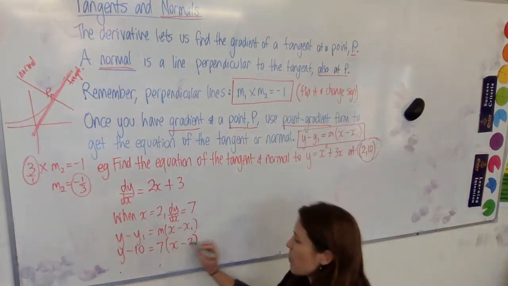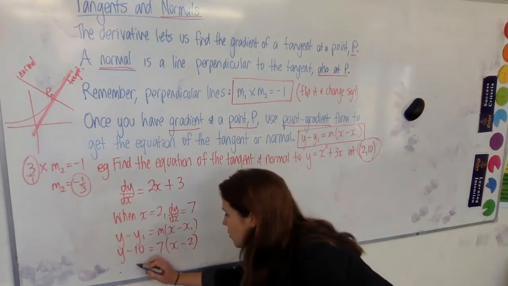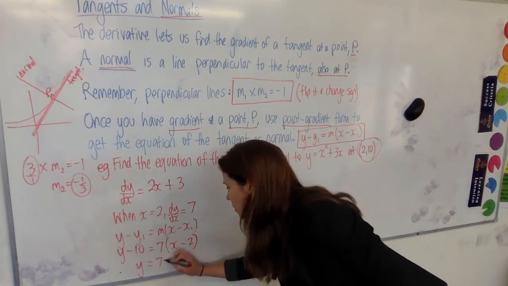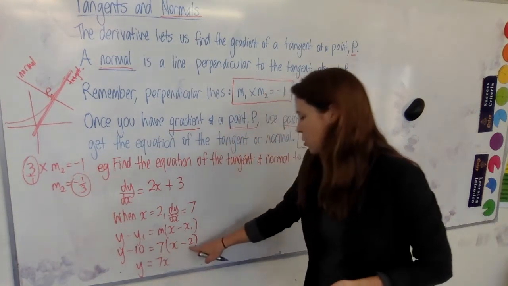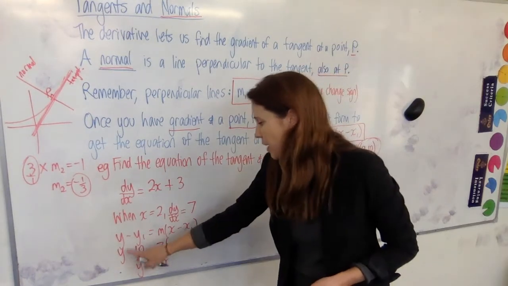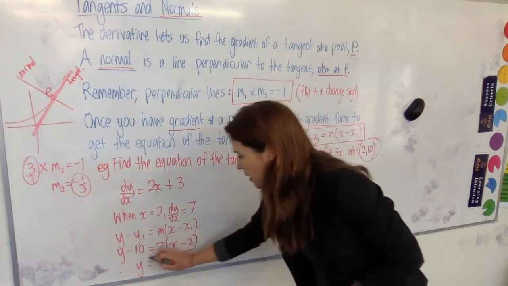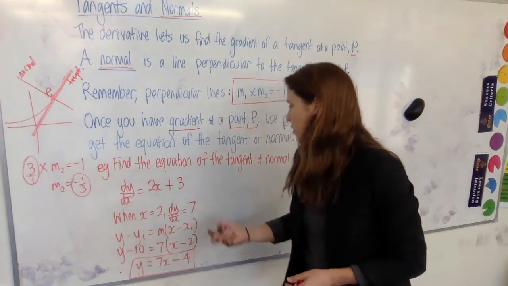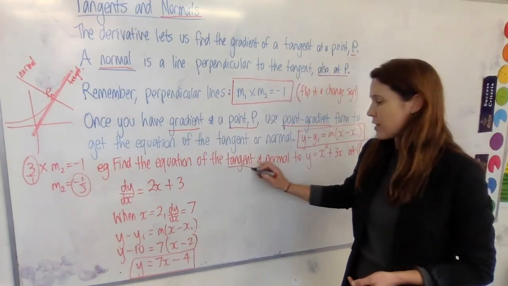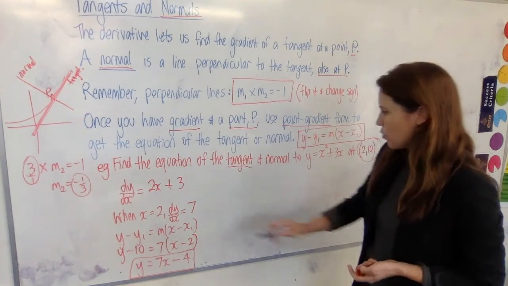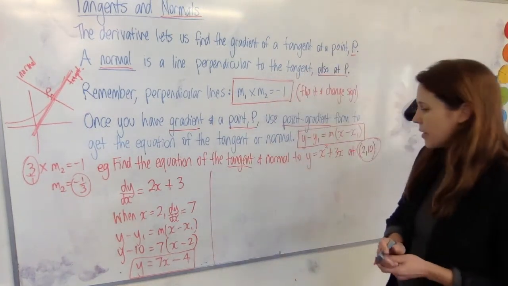I'm going to expand these brackets and then add 10 to both sides so that I've got y equals 7x. Now 7 times -2, that's minus 14. But if I add 10, I'm going to have minus 4. So y equals 7x minus 4. I've done the first thing, which is finding the equation of the tangent. That's done. All right, now to find the equation of the normal. Let's continue working over here.